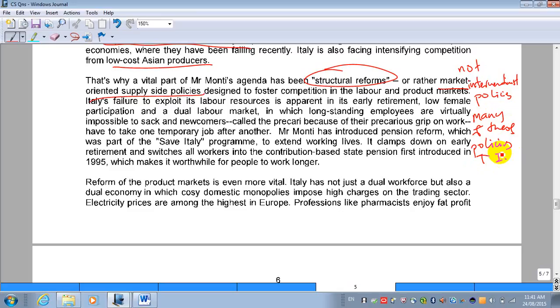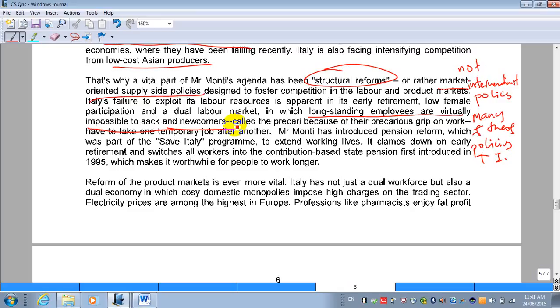Increase investments, all right? They help to make the markets work better, for example. You talk about how so far in Italy, many long-standing employees are virtually impossible to sack, and for newcomers, it's so difficult to enter a job. Now, if it's relatively easier to sack long-standing employees who don't deserve to be employed anymore, or who are not taking things seriously, right?